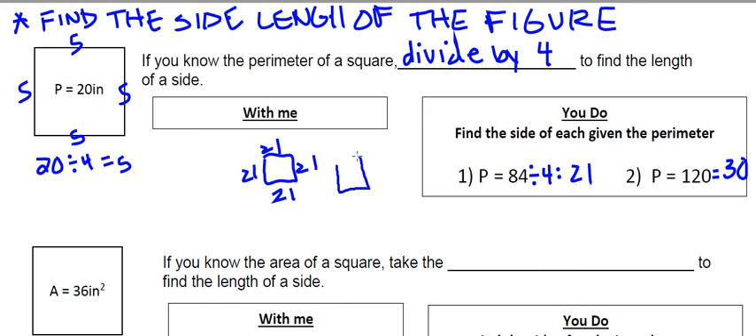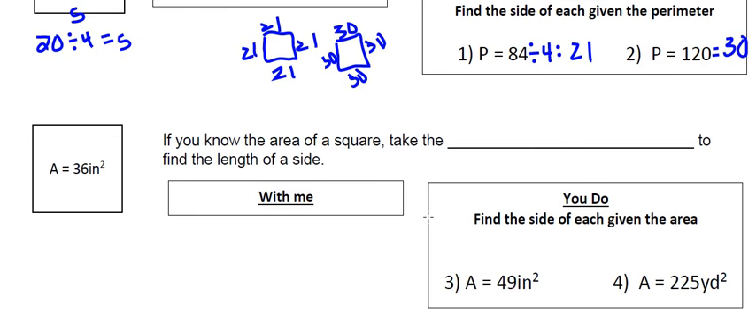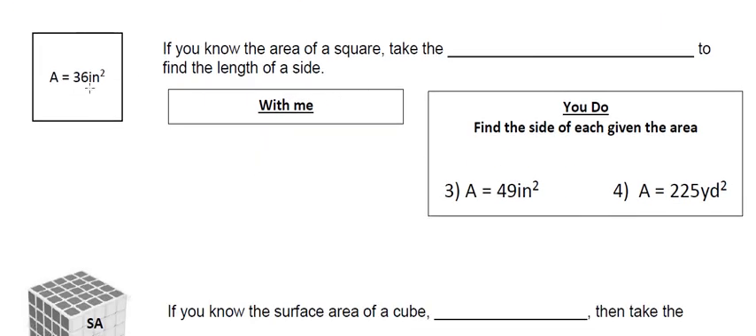I'm going to draw that out, make sure it makes sense. 30, 30, 30, and 30. So when I add those together, I do get 120. So that's what you do if you know the perimeter. Now, here's where things get a little bit interesting. In this case, they give us the area.